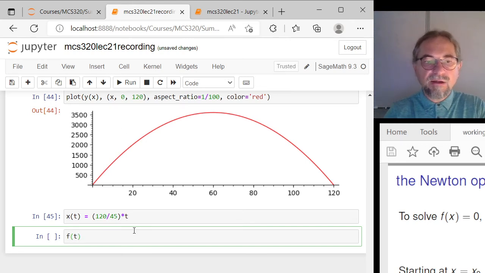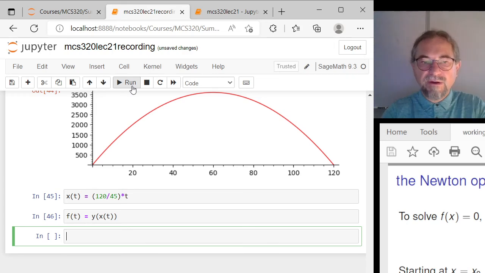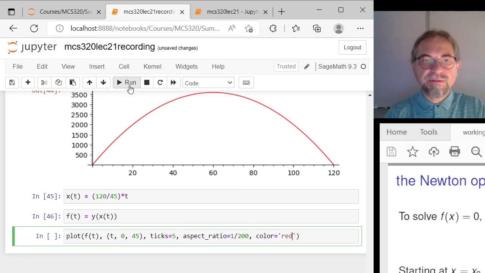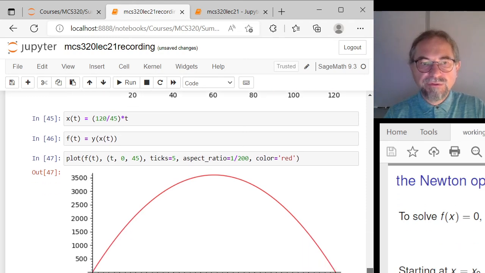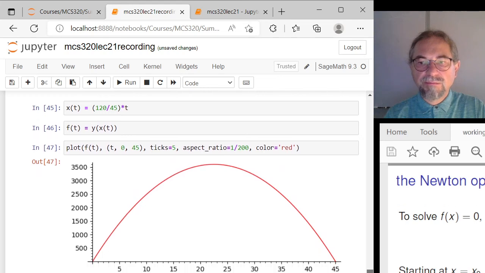And then we have the altitude that is defined as y after x. And to verify, let me plot this f of t for t going from 0 to 45, and I want to see 45 as well. So the aspect ratio needs to be 1 over 200, and let me again plot this in red. And now there are no typos, so here you see the decomposition.